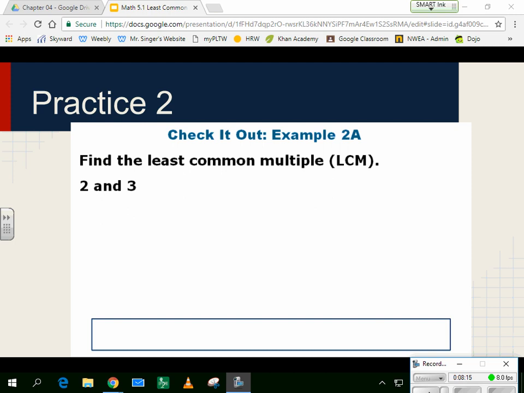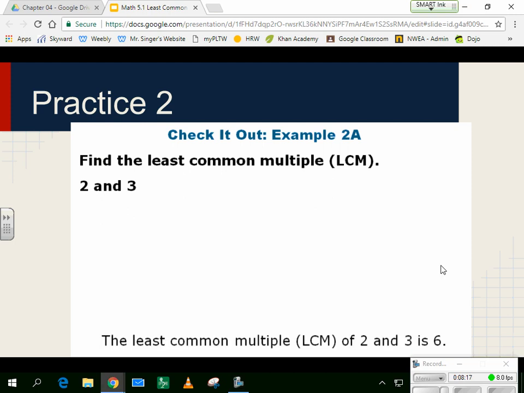All right, using the list method, you probably found that the least common multiple of 2 and 3 is 6. It didn't take long to get to that one. Told you I'd start with an easy one.